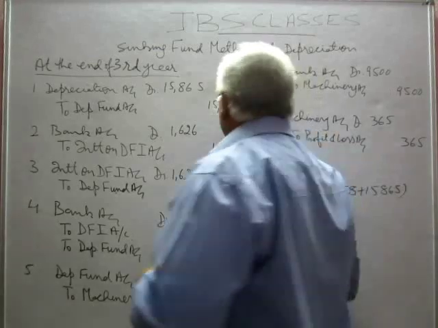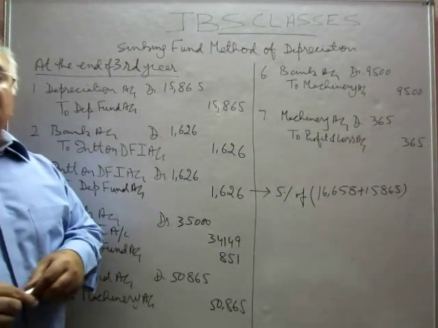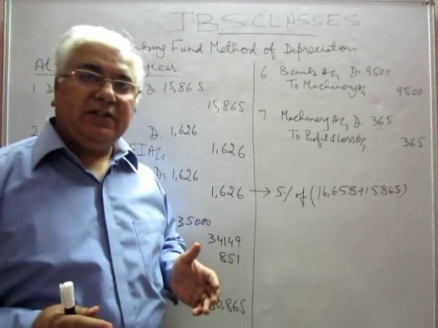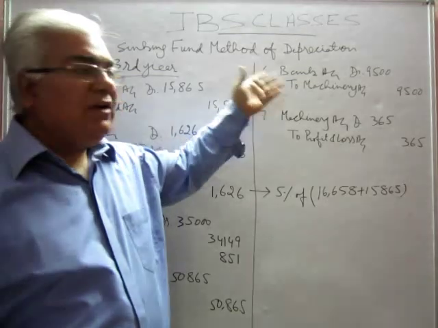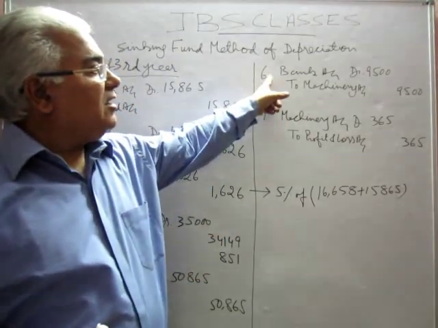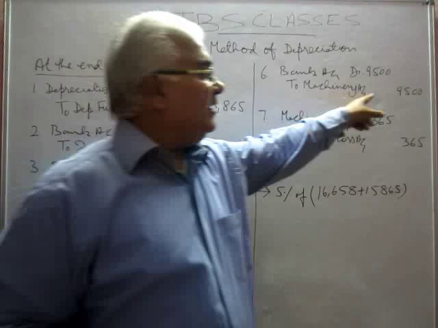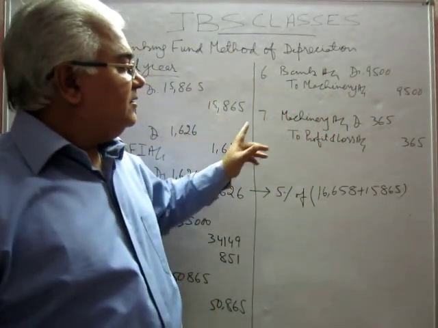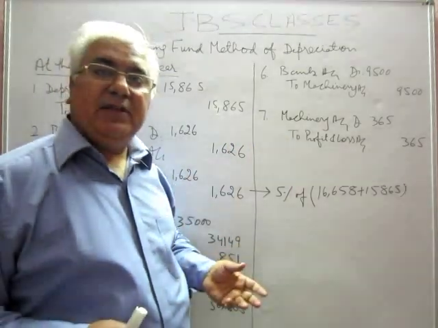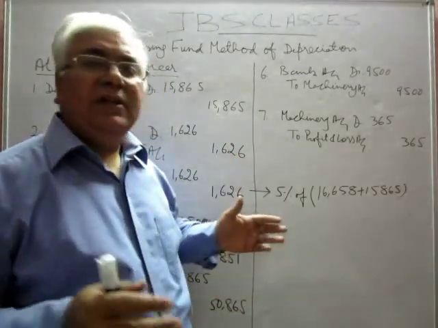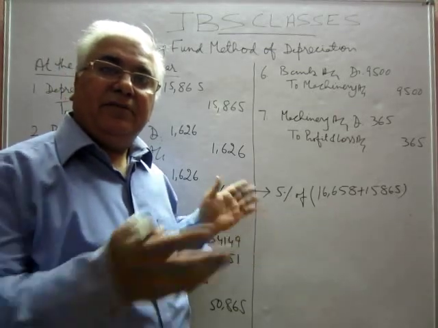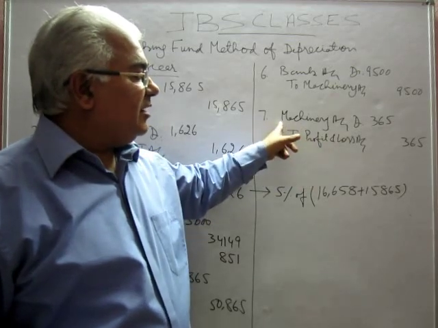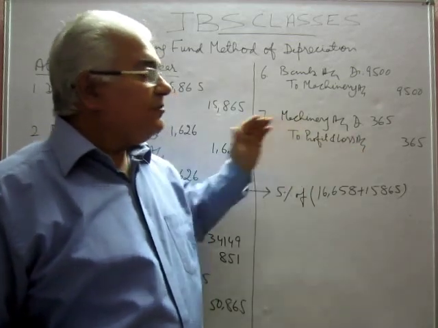So depreciation fund account debit to machinery account with 50,865. Next, we have to sell our machinery, which we had anticipated in the beginning to fetch us 10,000, but it is sold for 9,500. So bank account debited to machinery 9,500. Now at the moment there is a credit of 365 rupees in the machinery account. So that means it's a net profit for machinery. So it will be shifted to profit and loss account, machinery account debit to profit and loss account.